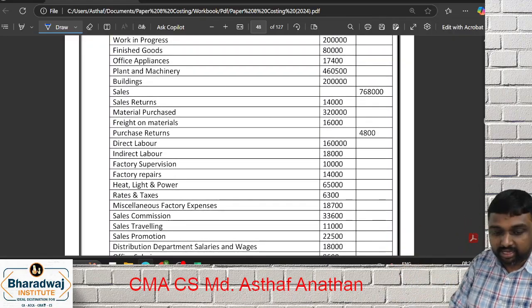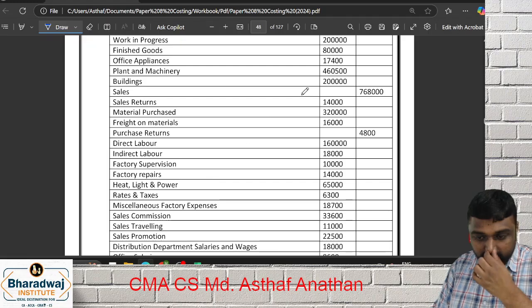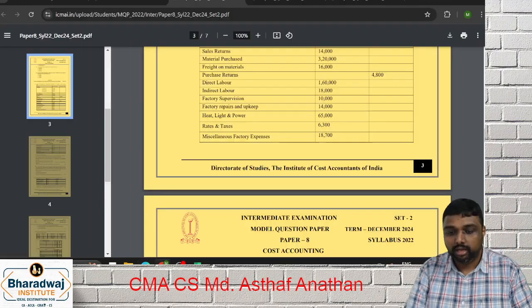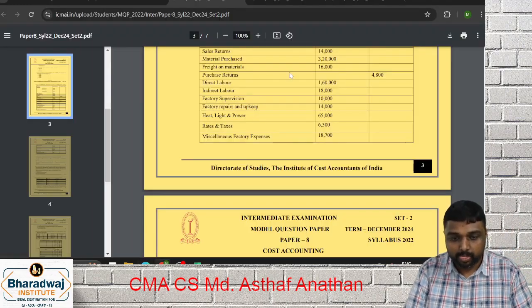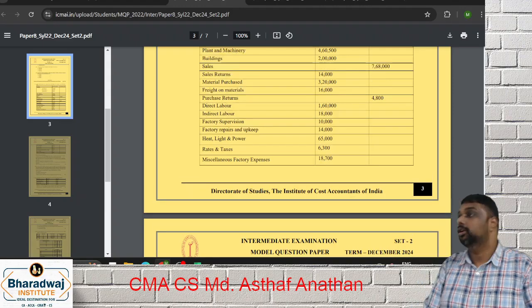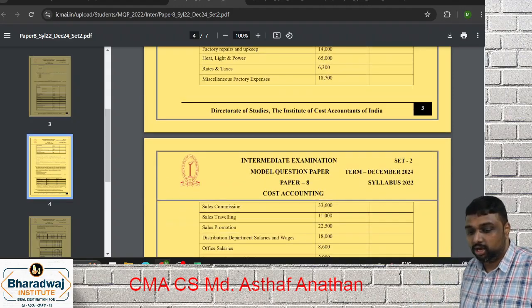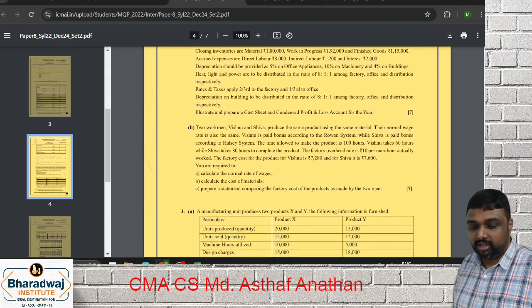Same thing. The same sales return. Here sales return, what is the amount? 14,000. Here the sales return, what is the amount? 14,000. Same ditto model question only. Okay, this is a cost sheet question which came for 7 marks.